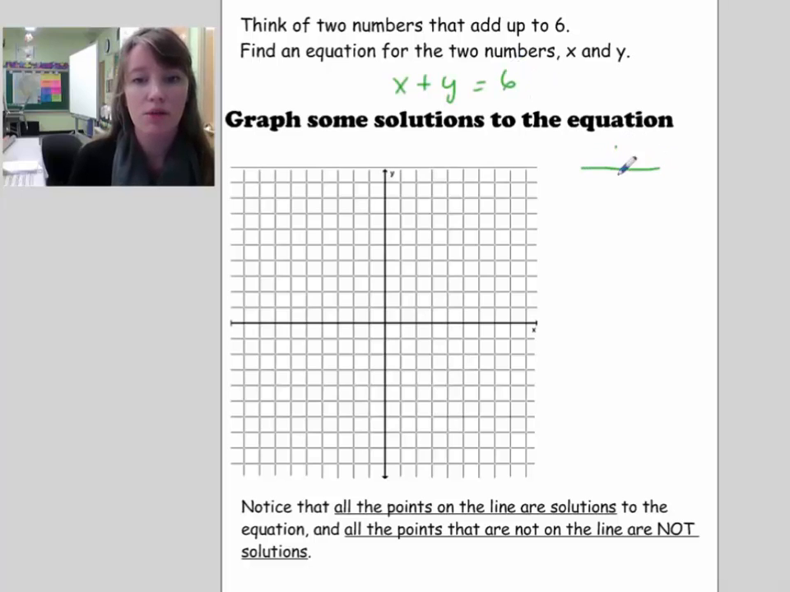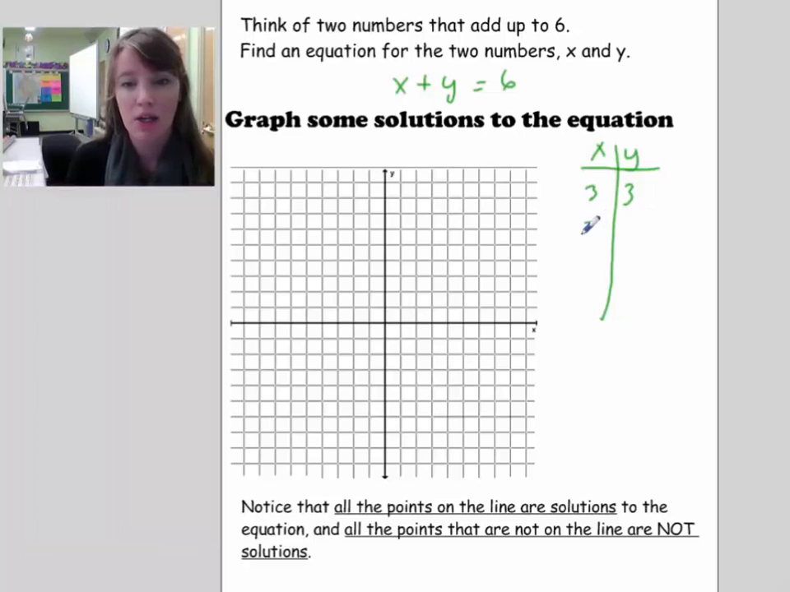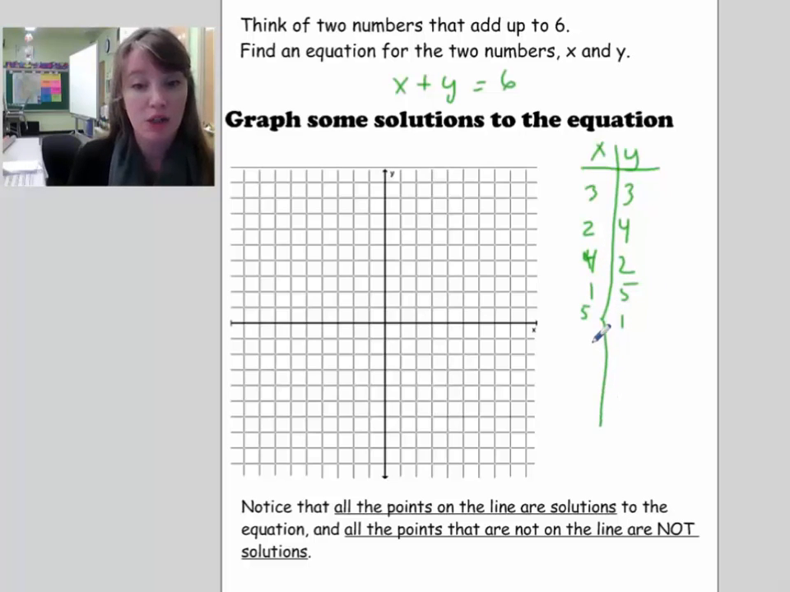And I could think of some values that work for this equation here by determining some values for x. So let's say that I choose an x. We're often drawn to whole numbers, so let's pick the whole number of 3. Well, y would have to be 3 in order for them to add up to 6. I could do 2 and 4, and I could do 4 and 2. Okay, I could do 1 and 5, and 5 and 1. I could do 0 and 6, and 6 and 0.